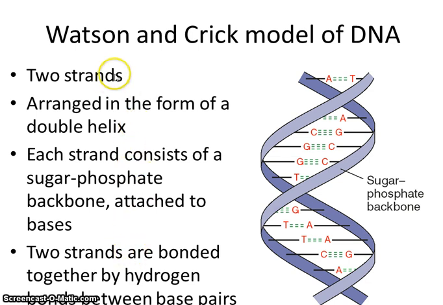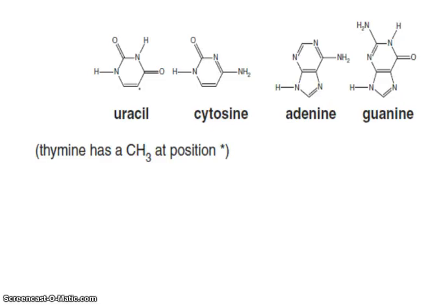And so here are those details. The model consists of 2 strands. The strands are arranged in the form of a double helix. Each strand is a sugar phosphate backbone attached to bases, and the strands are bonded together by hydrogen bonds between pairs of bases. So those 4 points there, which could obviously be scored by a labelled diagram, could well be the kind of thing that forms a 4 or 5 mark question in an A-level exam.